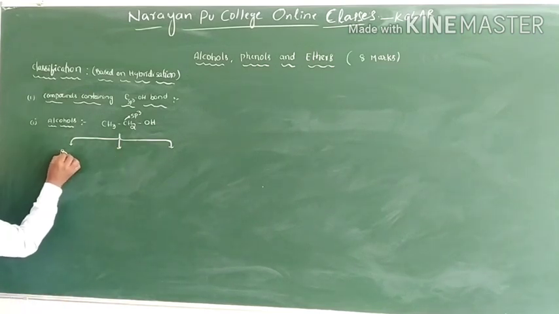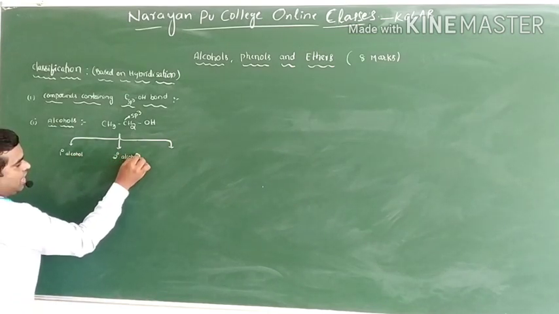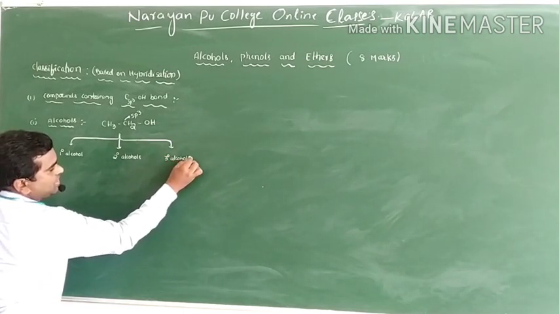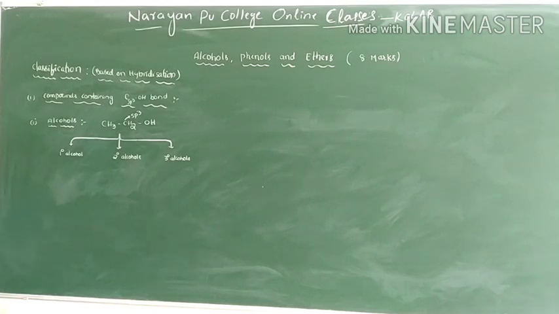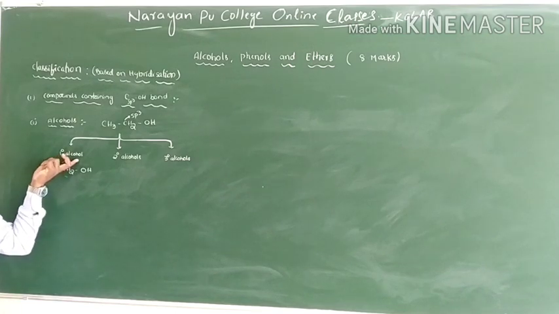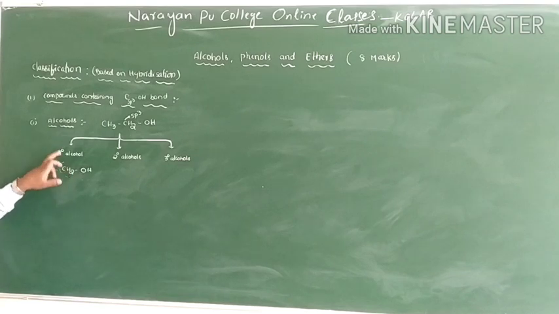One is primary alcohols, the second is secondary alcohols, and the third is tertiary alcohols. Clear? So what is a primary alcohol? It means the OH group is attached to a CH2, and that alcohol we call a primary alcohol. OH is attached to which one here? CH2, and those alcohols we call primary alcohols.